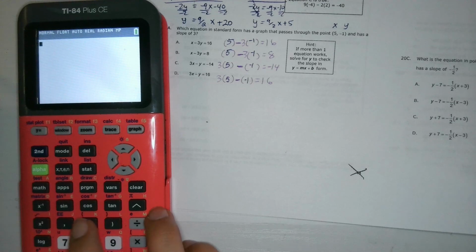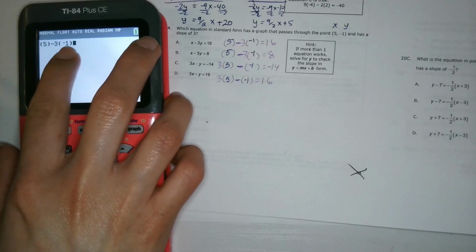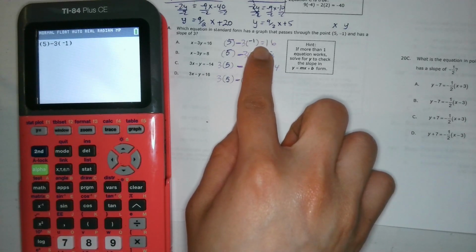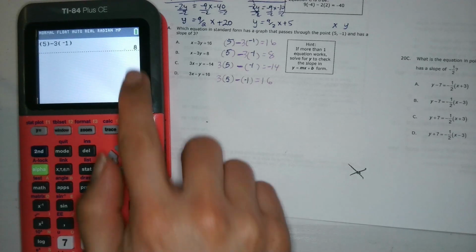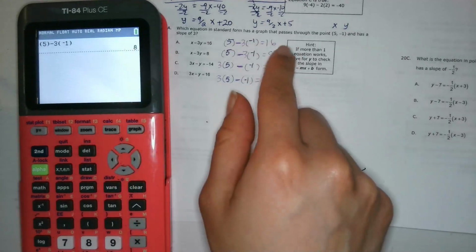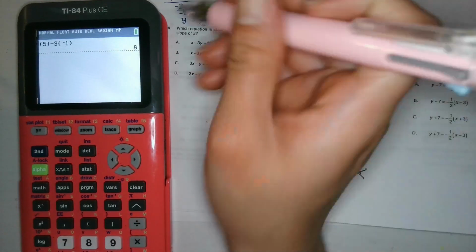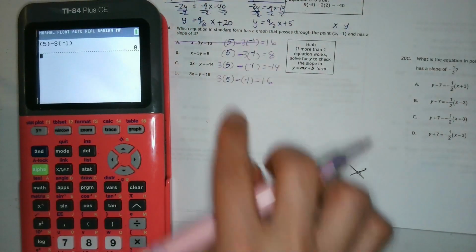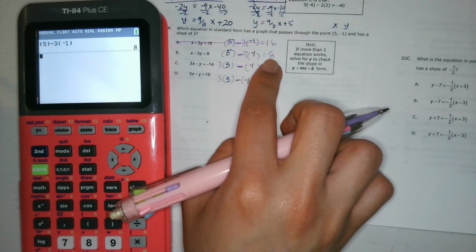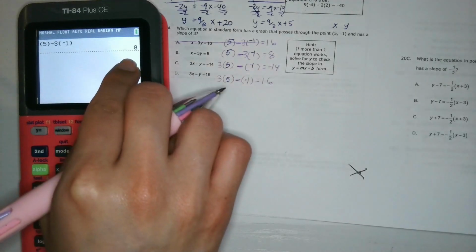And let's go ahead and type parentheses 5, parentheses -3, parentheses -1. Notice the size difference. Now, when you see the equal sign, stop. What you're going to do is click enter and see if they match. That says 8, not 16. So, answer A is all out. But B is in because it did give us 8.